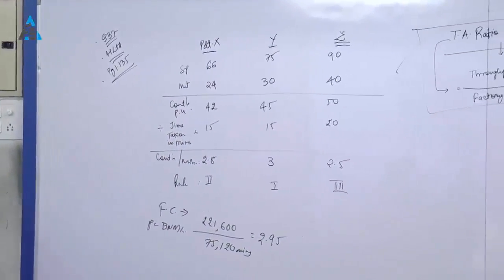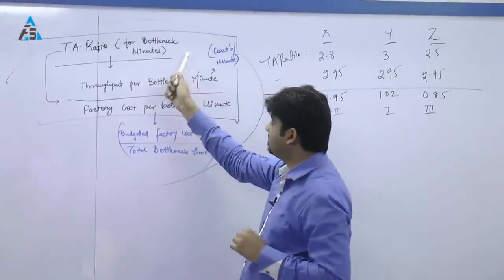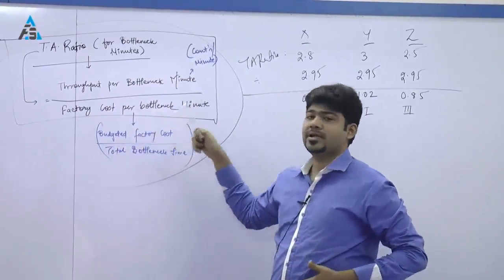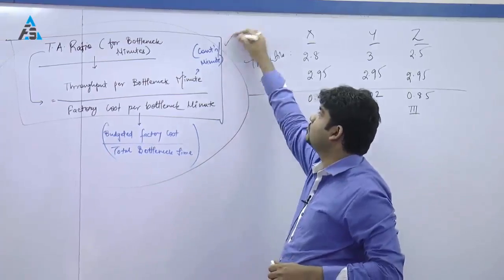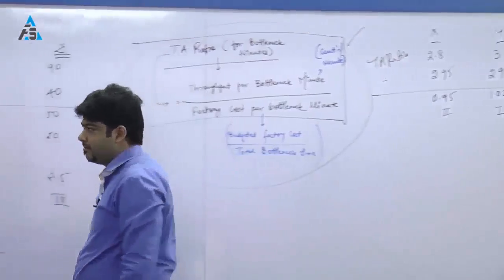Right. So just focus whenever there are minutes. Focus on this. The TA ratio for bottleneck minutes will be throughput per bottleneck minute divided by the factory cost per bottleneck minute. This will be given almost. This is what your contribution per limiting factor is, and that gives you the final answer.